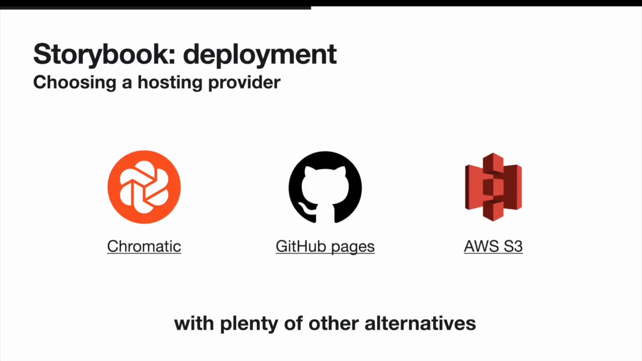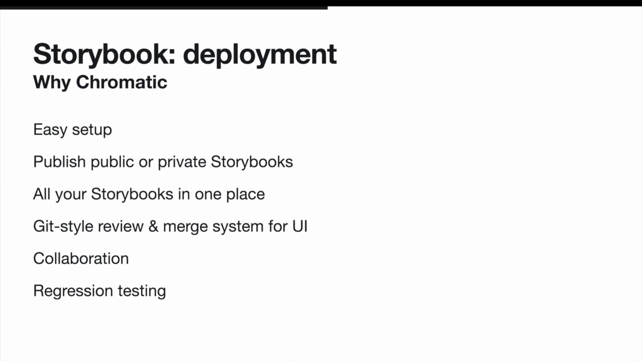Okay. So now that we've implemented the Storybook, it's time for the deployment. We have here three choices that I represented: Chromatic, which is made by the same team as Storybook, GitHub Pages, AWS S3, and a lot more alternatives, because at the end of the day, when you build a Storybook, it's just creating a static website, so everything that can host a static website will work.